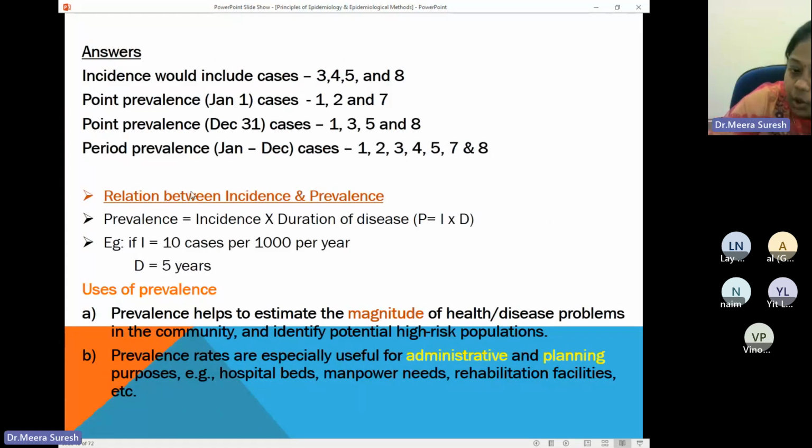Then we have a formula to calculate incidence and prevalence. What Lenny was saying is a more difficult calculation, which will go exactly into the epidemiology, and I'm not going into that.